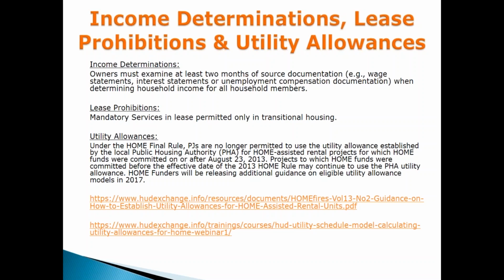The other big change, and we're still getting information about it, is utility allowances. So under the HOME final rule, PJs, which is short for participating jurisdictions, which is the fancy name for your HOME funder, so City of Seattle, for example, is a participating jurisdiction, are no longer allowed to use the utility allowances established by the local public housing authority for HOME-assisted rental projects for which HOME funds were committed on or after August 23rd, 2013.